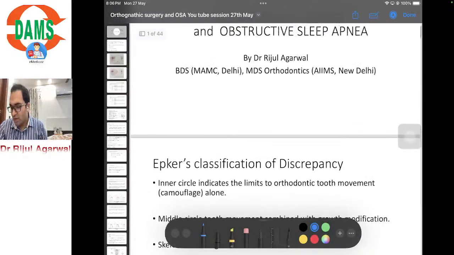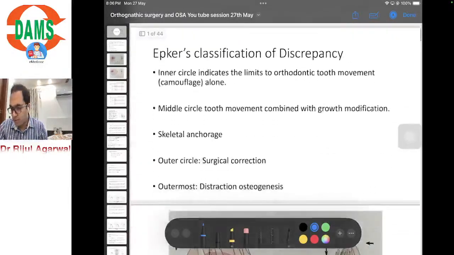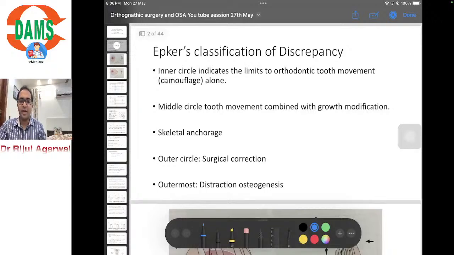Starting with the first one, that is orthognathic surgery. The first slide itself carries 2 to 3 questions which came in the last exam, both NEET and INI exam. So first, what is Epker's classification of discrepancy? The orthodontists, during their discussions, defined the limits of movement which can be carried out by orthodontic tooth movement, through growth modification, or through surgical correction. So this was the classification of discrepancy, or the discrepancy table.